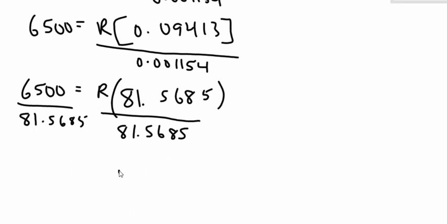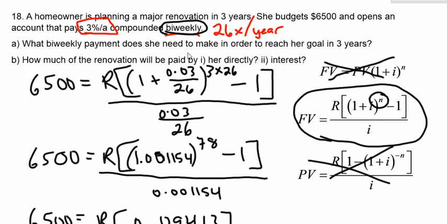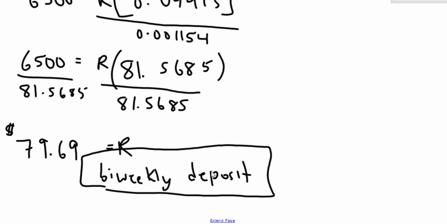So 6,500 divided by 81.5685 gives me $79.69. So every 2 weeks, this homeowner needs to deposit $79.69 into this account. So that's the answer to part A, right? It said, what biweekly payment does she need to make in order to reach her goal in 3 years? And the biweekly payment is $79.69.